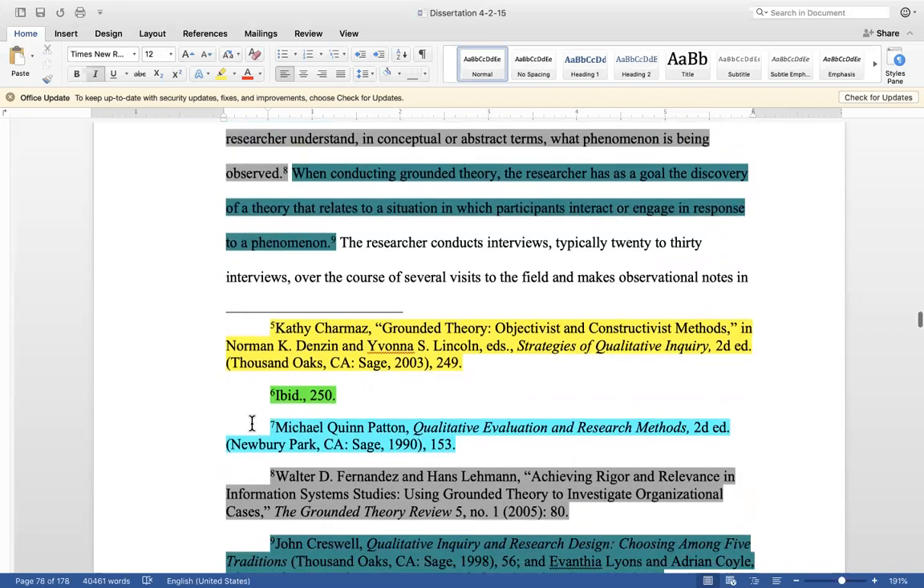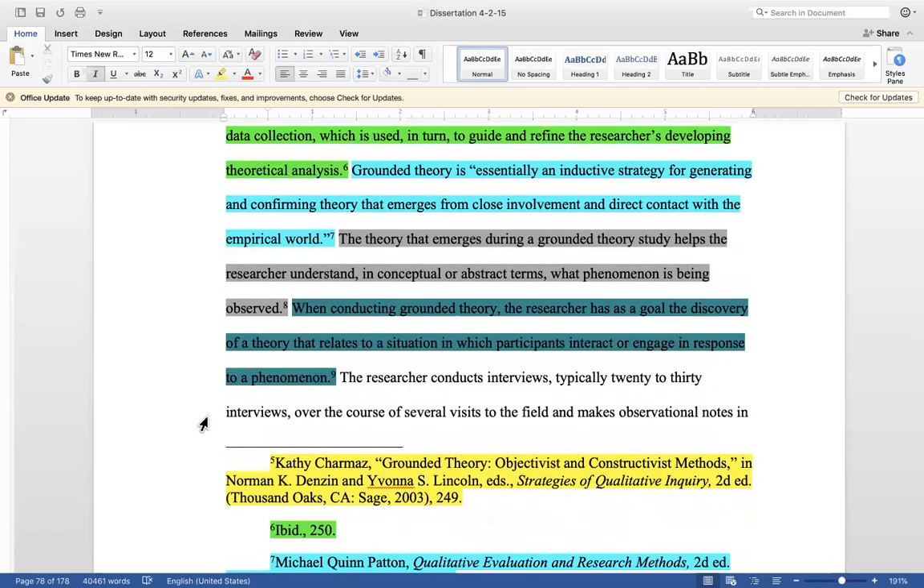Again, the first line is indented. Let's look at this footnote example here. Here's another sentence that the student is saying, look, I footnoted this.